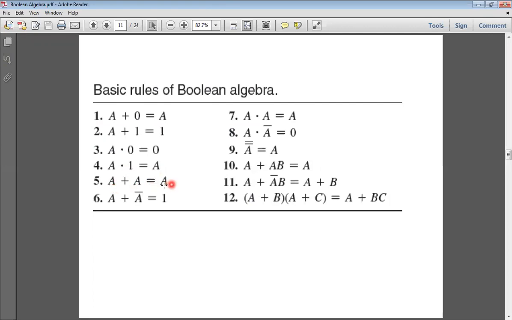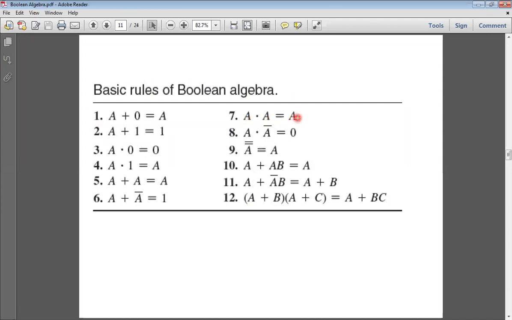Next, A plus A is equal to A. If you are adding two variables, then A results. A plus A plus A also is equal to A, and the sixth one is A plus A bar equal to 1. If you have one variable and its complement, let's say A is 0, what is its complement? 1. So what we get is 1. A plus A bar is equal to 1. Later we will describe all these rules in the following slides. Just read out the rules now.